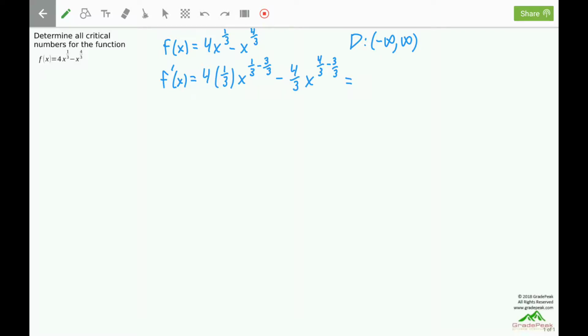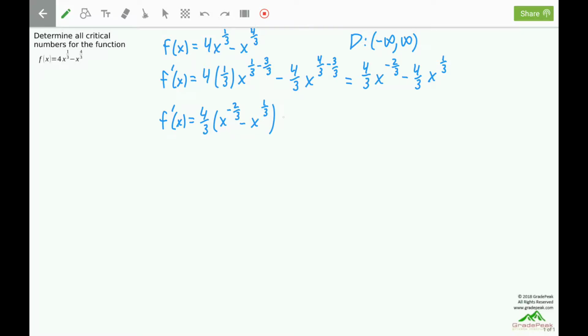The first term, 4 times 1/3, is 4/3. X raised to the 1 minus 3, negative 2/3 power, minus 4/3, and then x to the 4 minus 3, 1/3 power. We can now factor a 4/3 out, which will leave x to the minus 2/3 minus x to the 1/3.